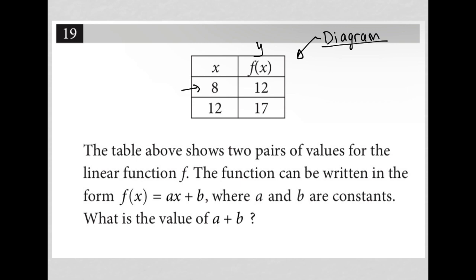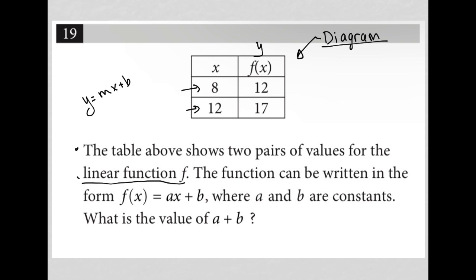So I know that when x is 8, f of x is 12. When x is 12, f of x is 17. The question says the table above shows two pairs of values for the linear function f. Okay, so it's a linear function. Anytime I see the words linear function, I'm always thinking y equals mx plus b. Let's see if that's important.